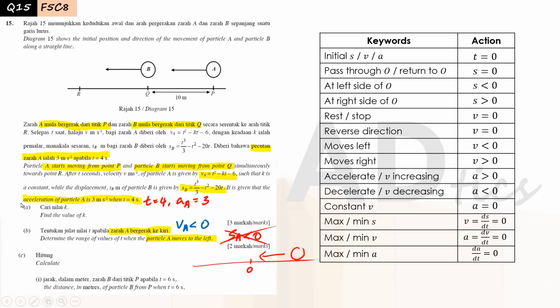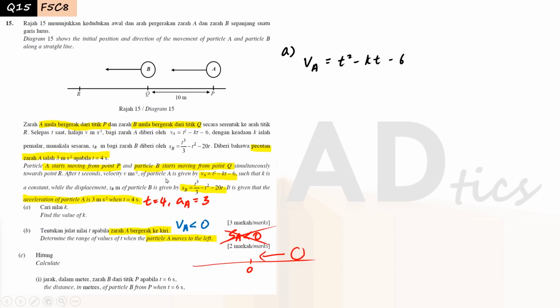Alright, so coming back to part A, we need to find the value of k. So the value of k is one of the unknowns in the velocity equation of particle A. Alright, so for particle A, we have the velocity equation and we have the acceleration information. So what we are going to do is to change the velocity equation to the acceleration equation.